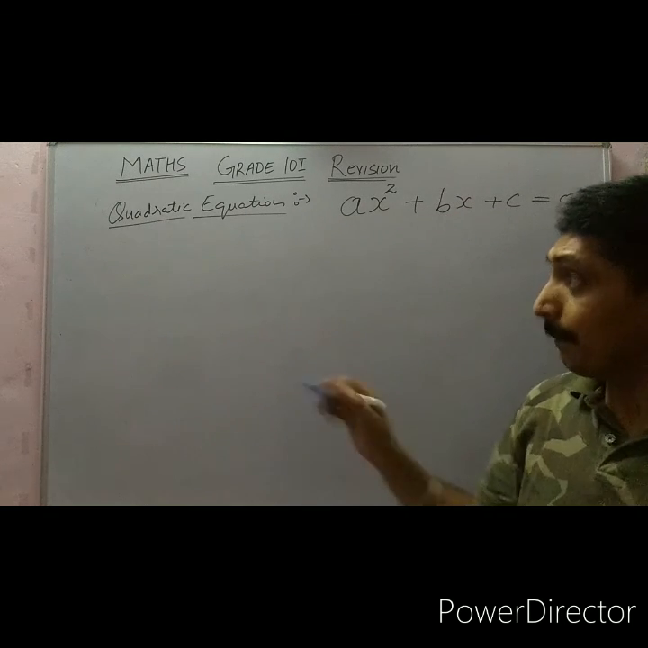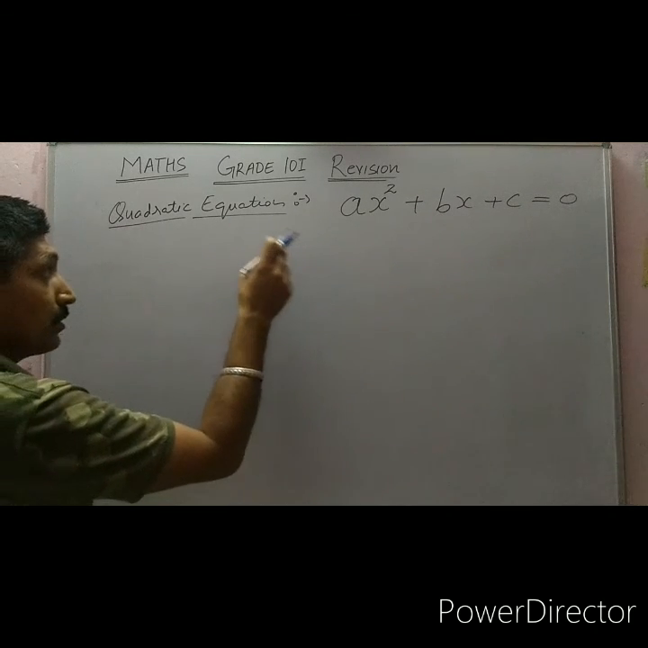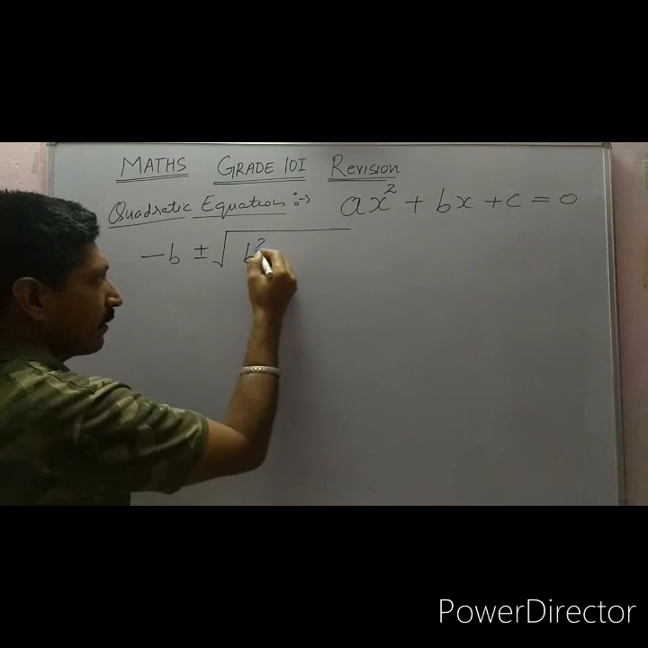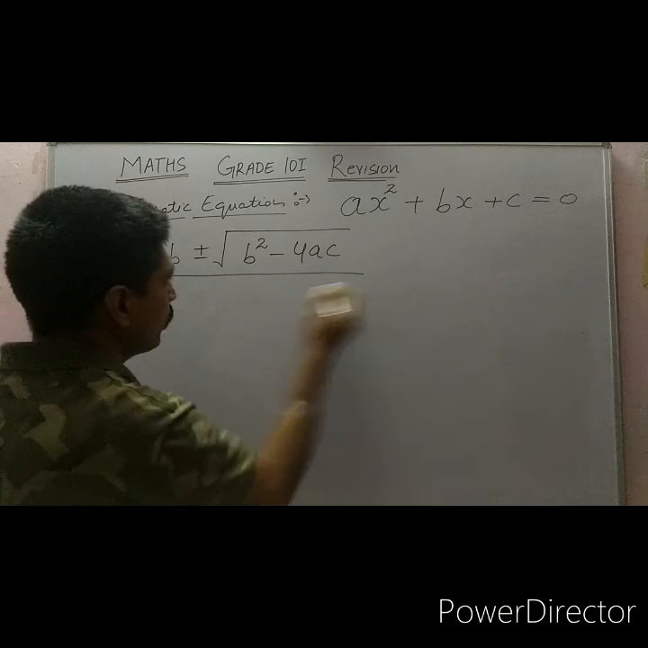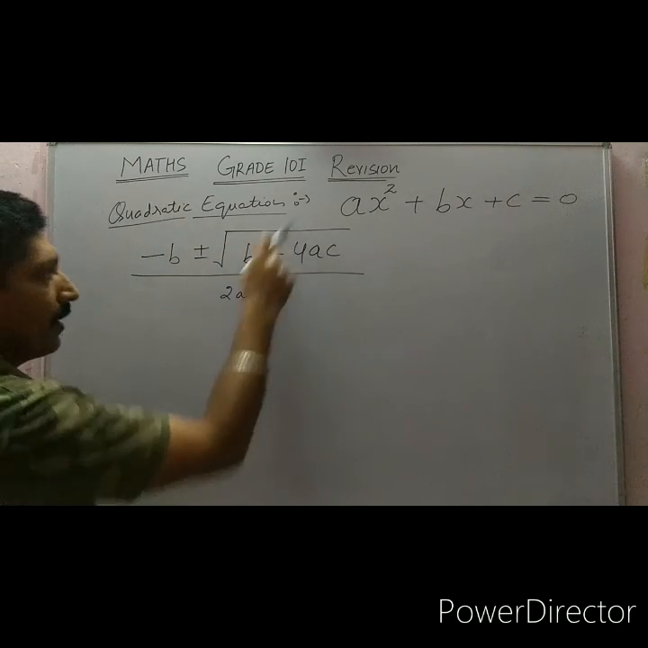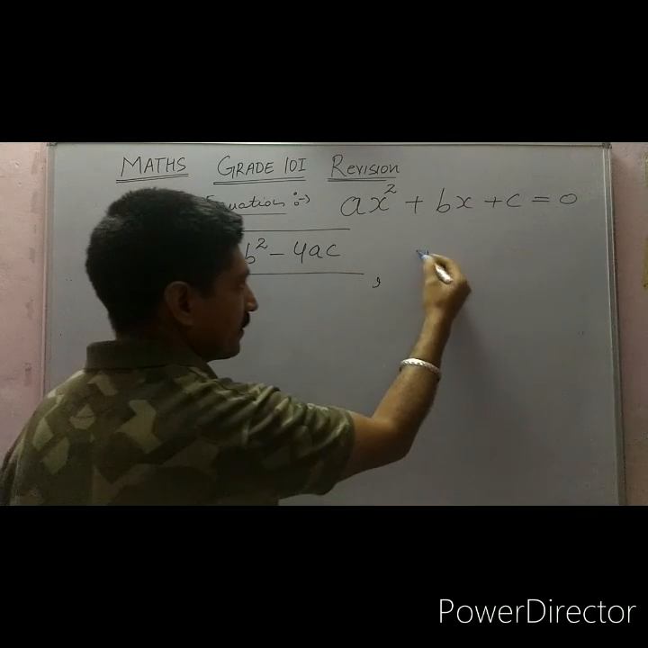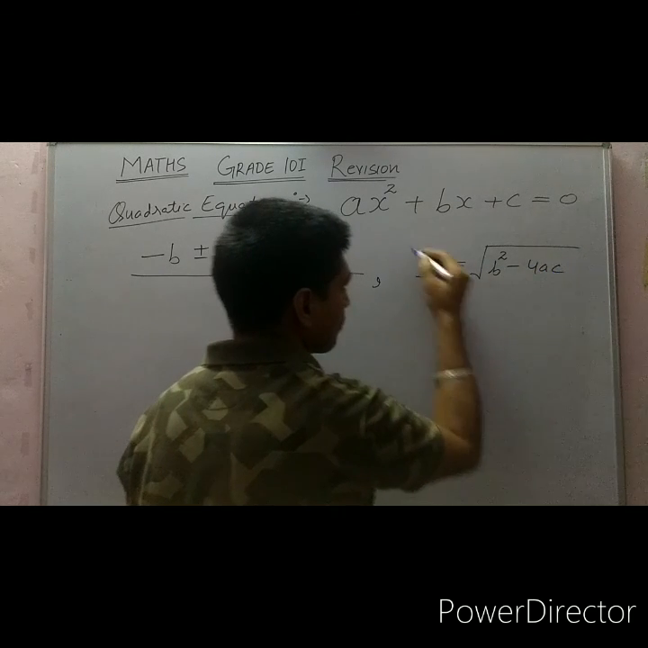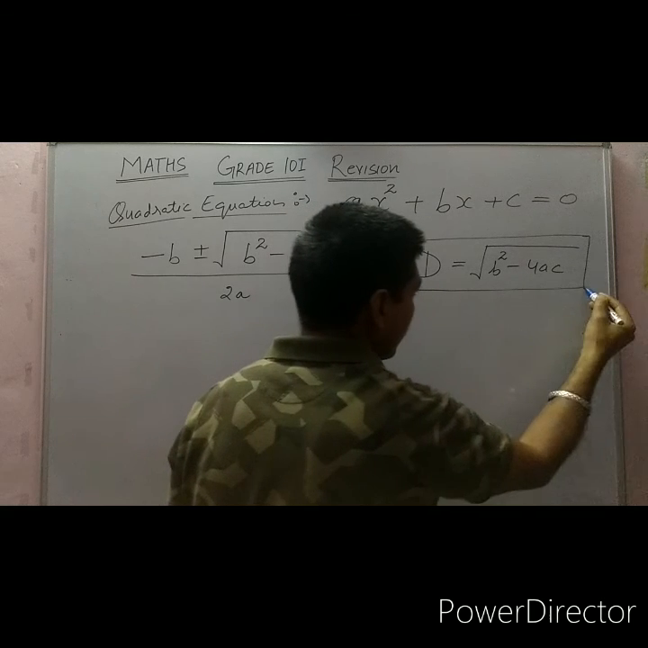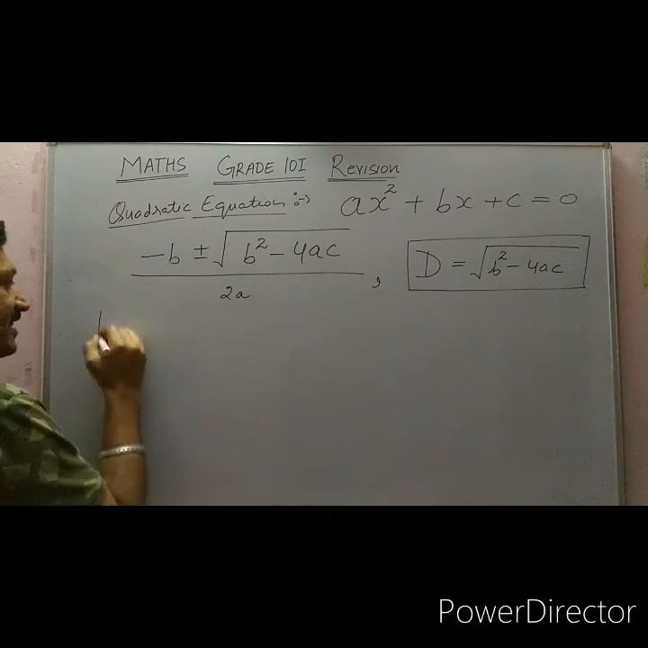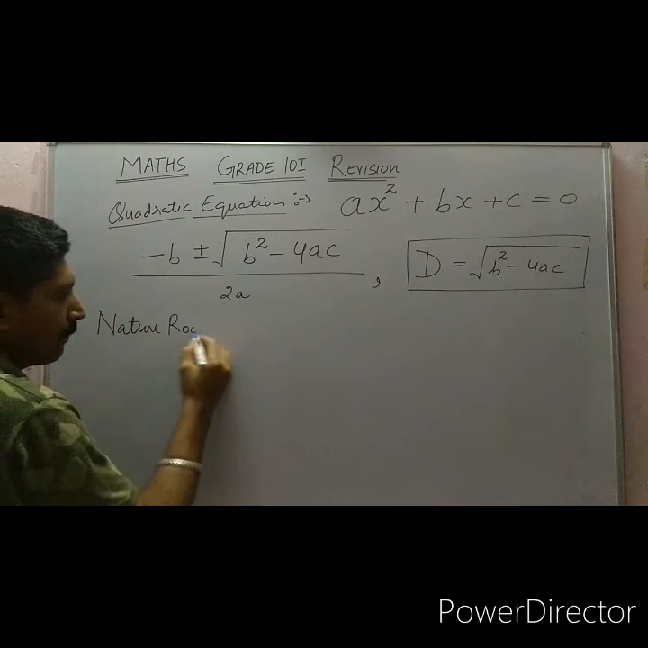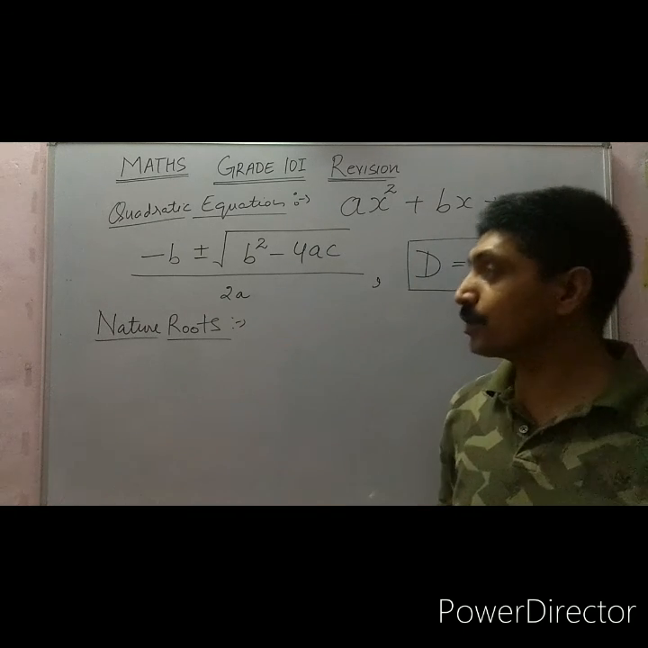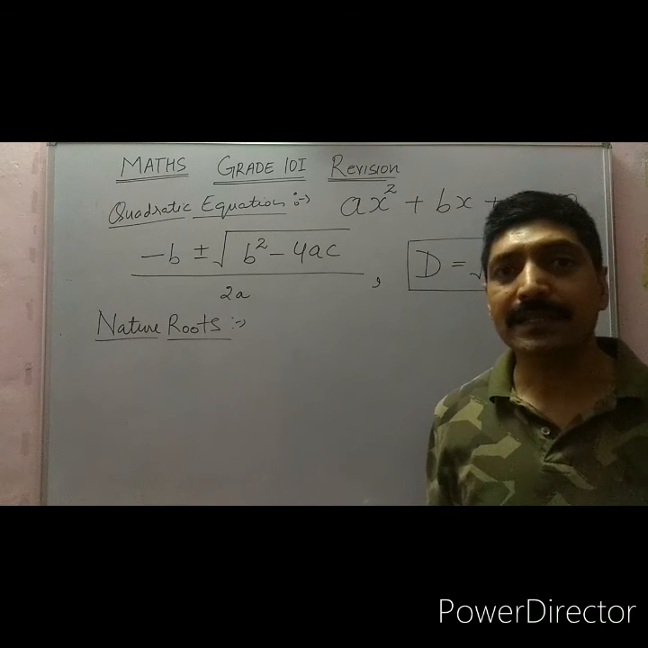By the quadratic formula, the roots of the quadratic equation are minus b plus minus under root b square minus 4ac upon 2a. The value under the root is called the discriminant. The discriminant is b square minus 4ac. The discriminant decides the nature of roots: whether the quadratic equation has real roots, equal roots, or imaginary roots.